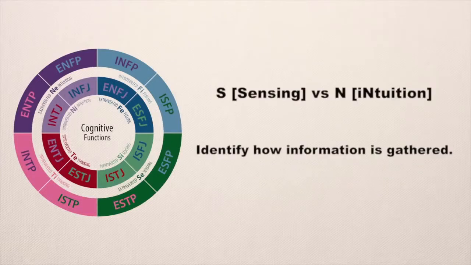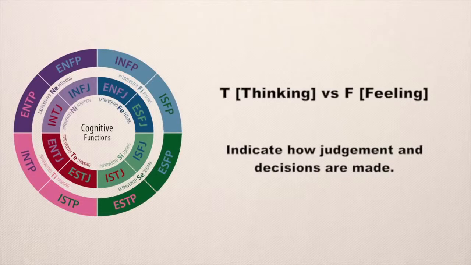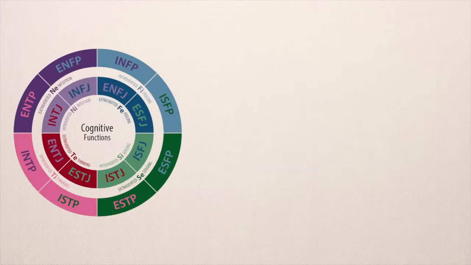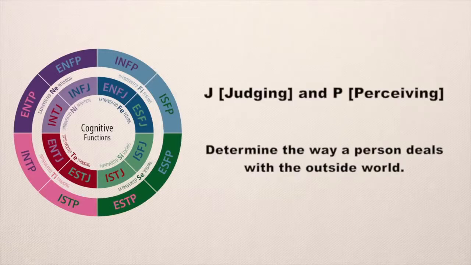Another one is sensing, an S, or intuition, an N. This identifies how information is gathered. How do you get information from the external world and how you make decisions? Next one is thinking, a T, or feeling, an F. And this is an indicator of how judgments and decisions are made. Remember that each one of these is trying to identify how you work when you interact with others and when you do problem solving. This is going to help you in understanding how you fit into a team. The final one is whether you're judging, J, or perceiving, a P. And this determines the way a person deals with the outside world.